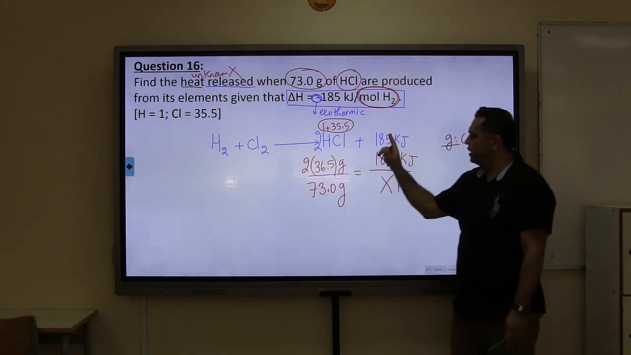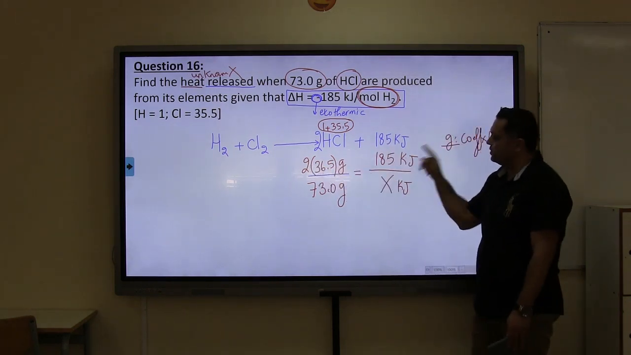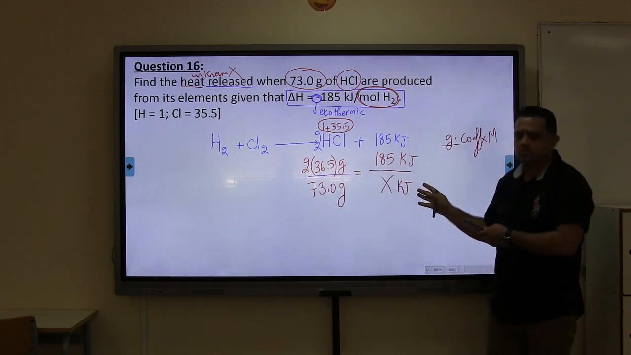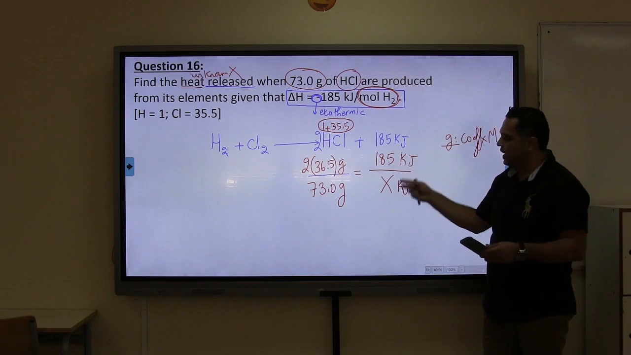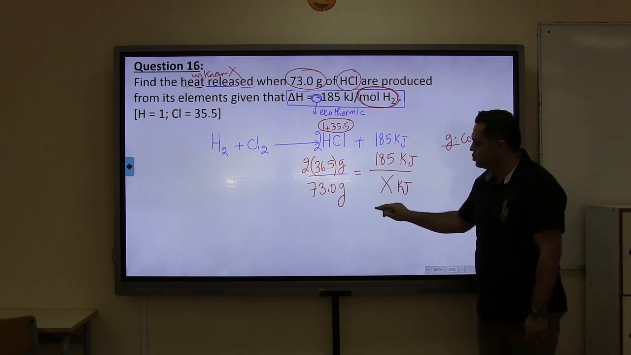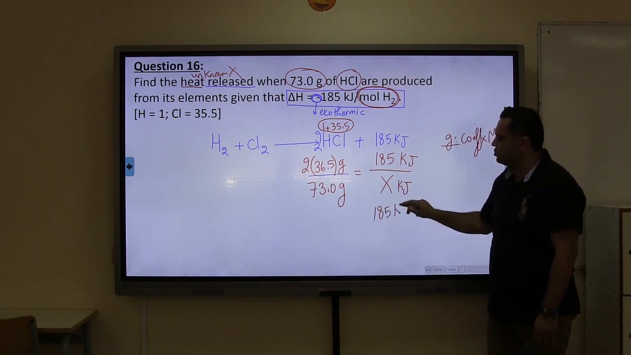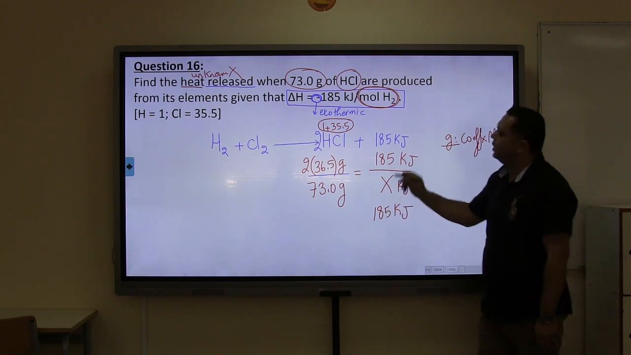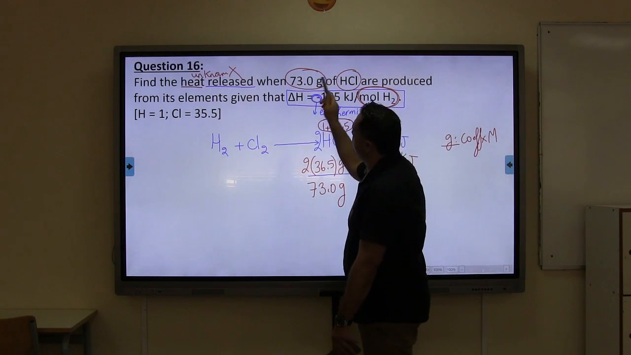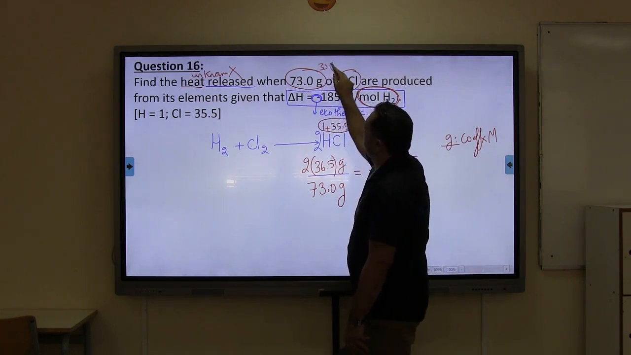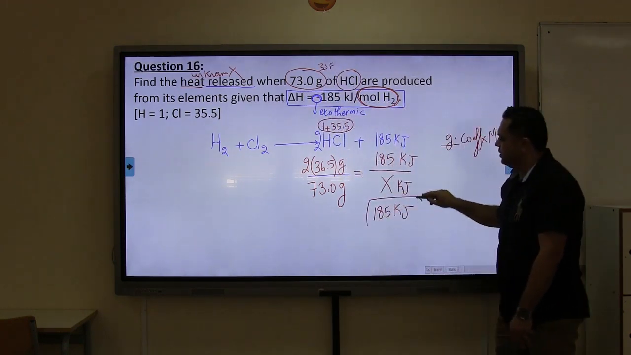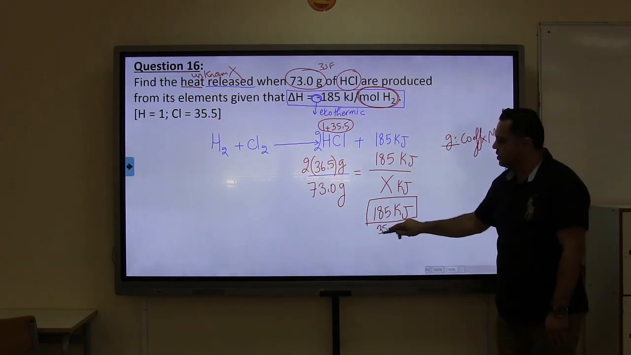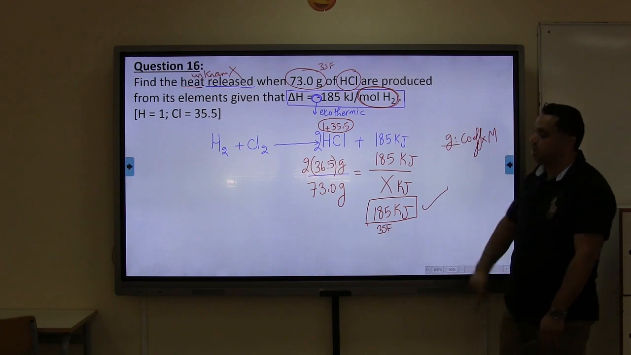73 grams will give 185 kilojoules. 73 grams will give what? It's the same amount. It's 185 kilojoules. So 185 kilojoules. The answer here is 3 significant figures. If we look at the given, also it's 3 significant figures. So they are matching, it's fine. I need my answer to be 3 significant figures, matching the given. So the answer is right.